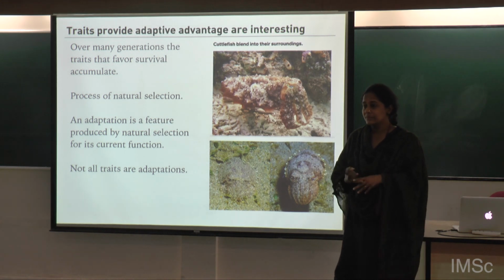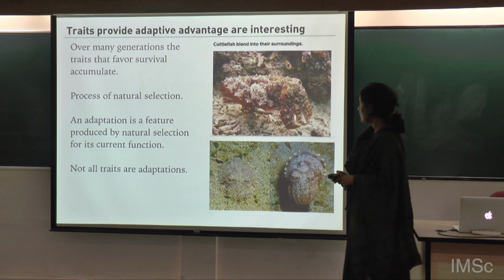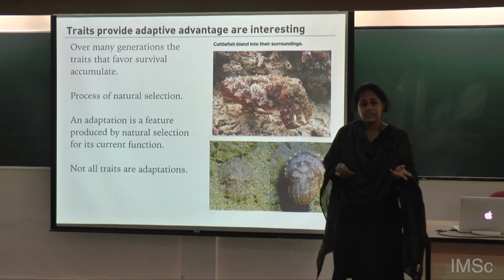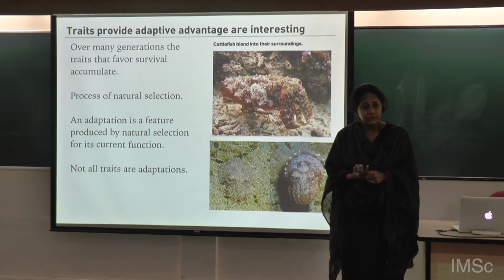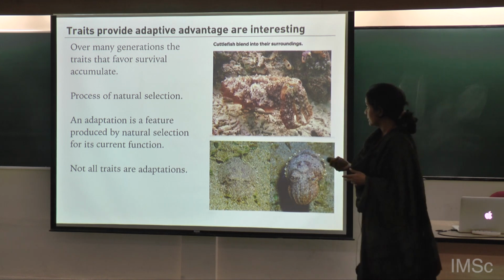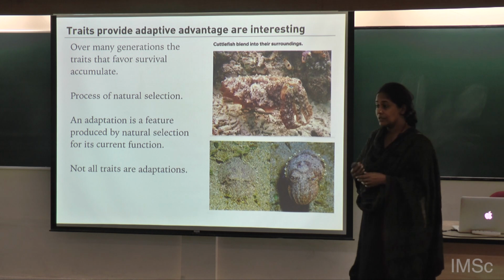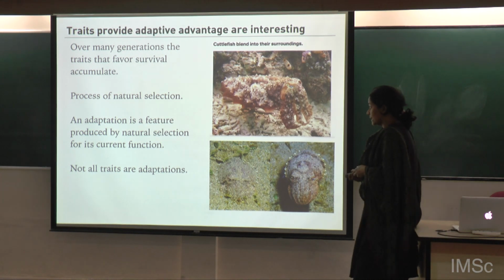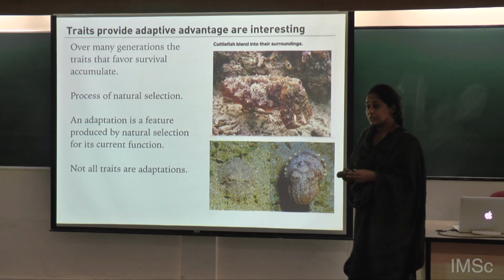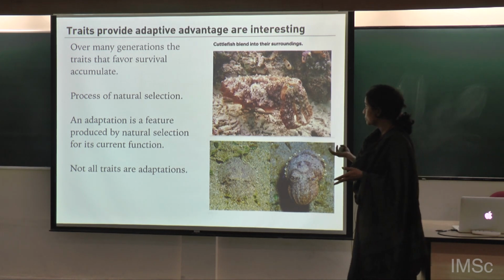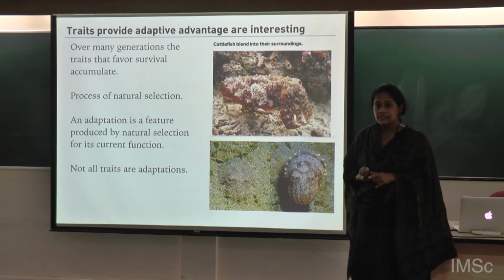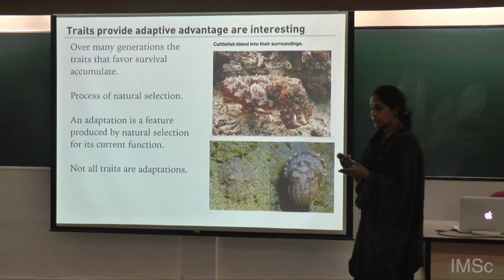And if I'm going too fast, please tell me I should slow down, right? So there are specific traits that confer advantages to animals, and these are traits that are passed down. So over generations, these traits will accumulate in a species through the process of natural selection. So you have adaptations, which are features that are produced by natural selection for a current function. And again, not all traits are adaptations. So examples are all around us.